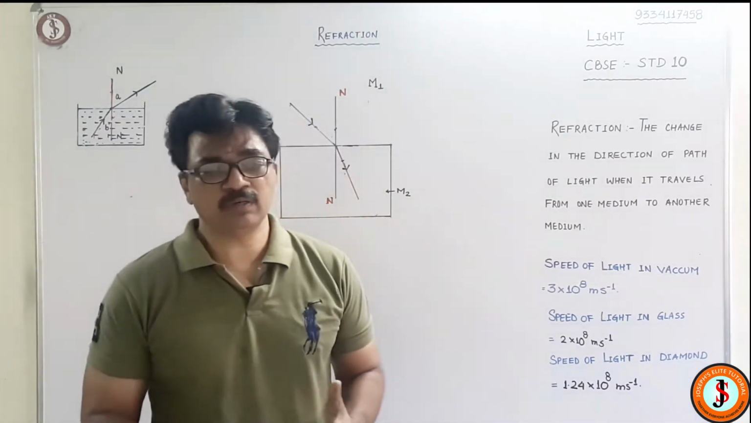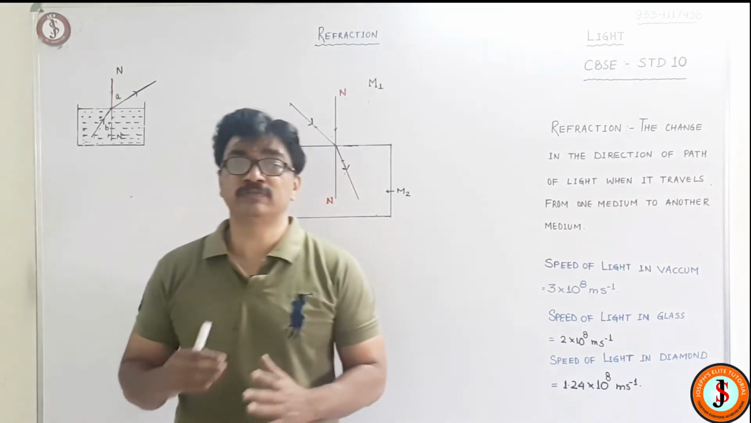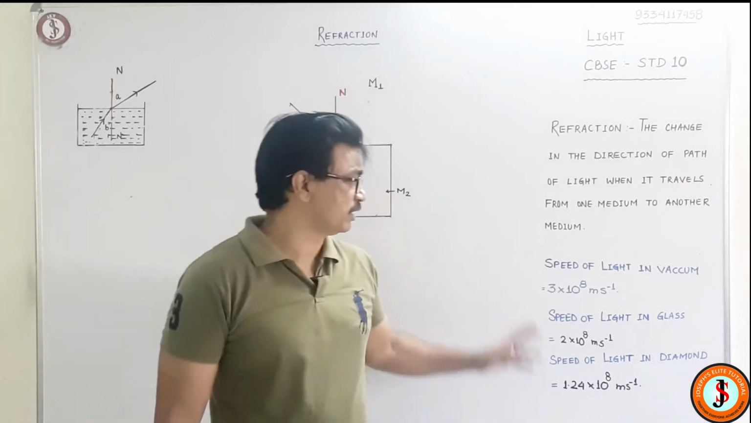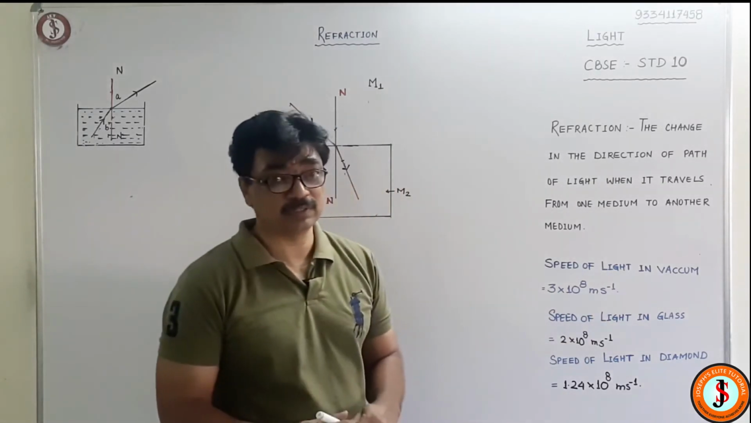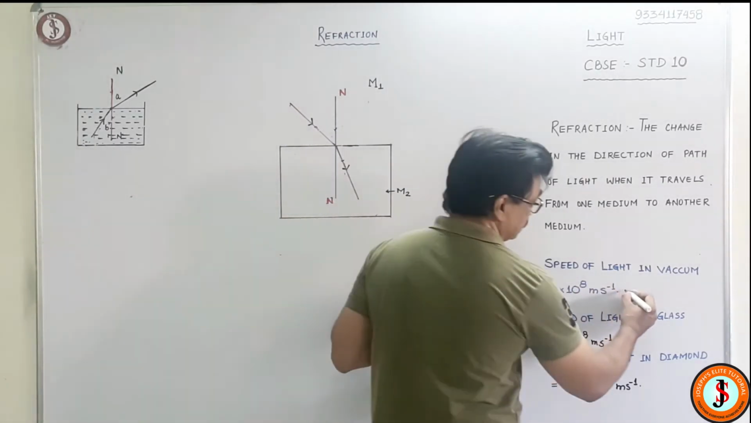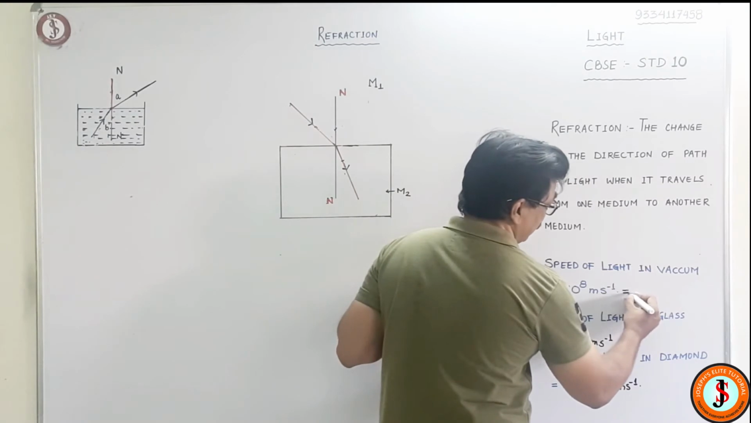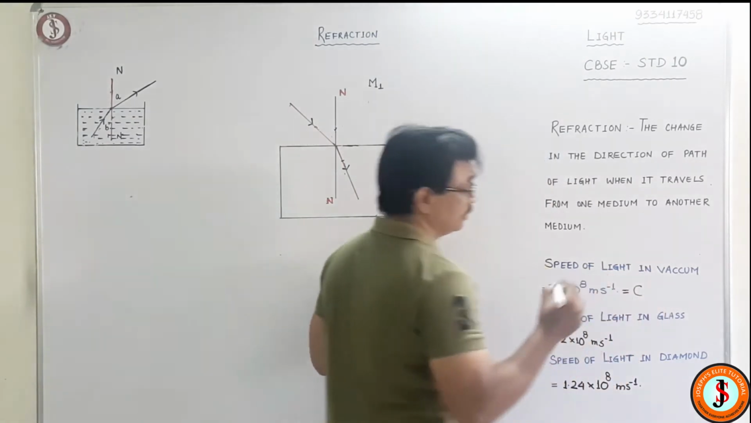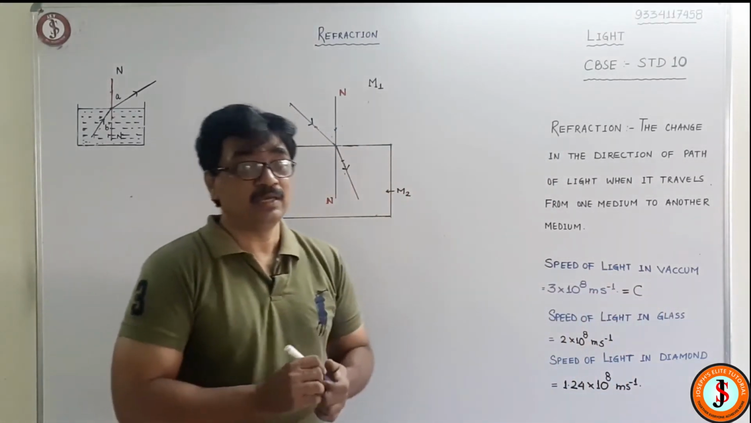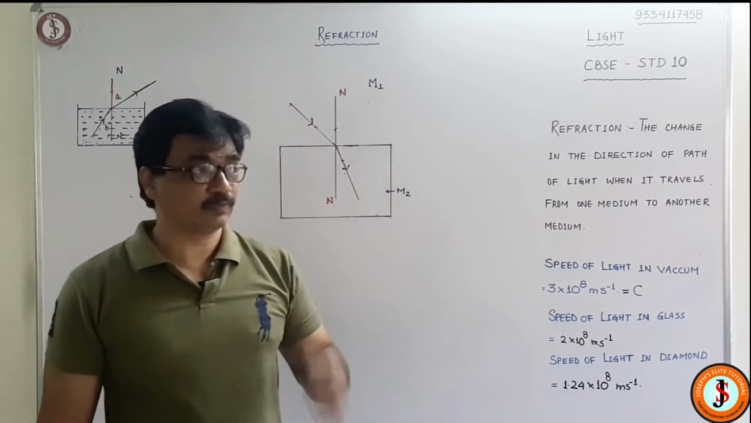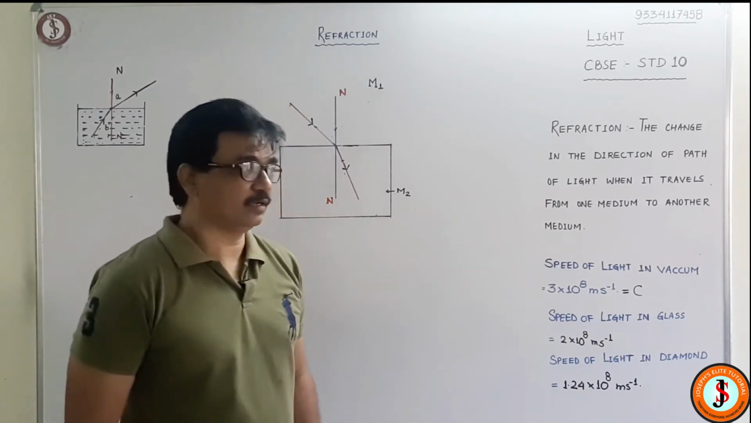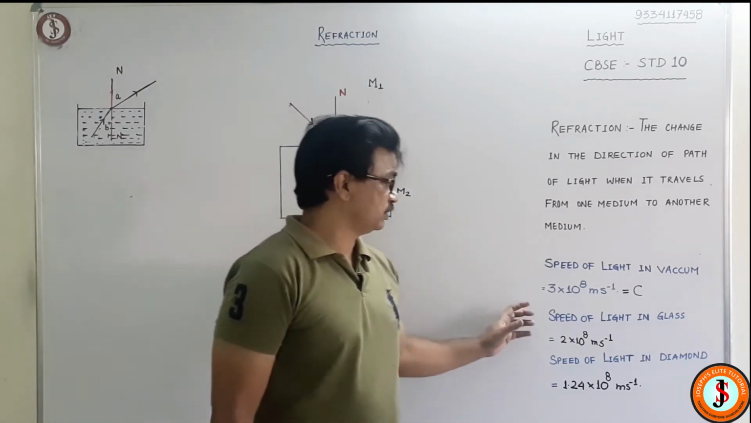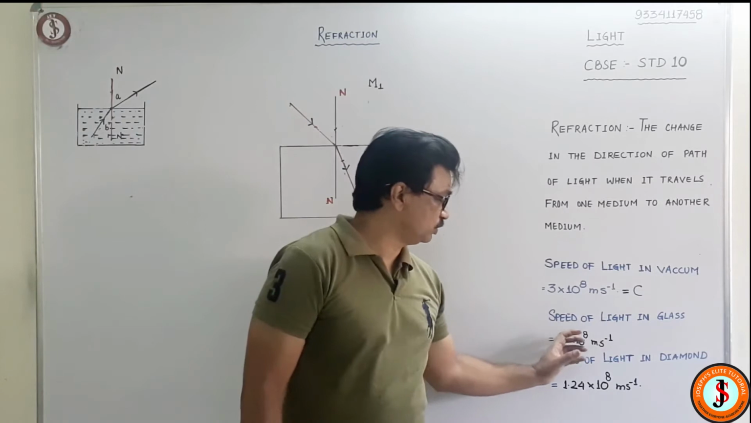Now in optical mediums, light travels with different speeds. It travels the fastest in vacuum, that is 3 into 10 to the power 8 meters per second, and it is denoted as C. Speed of light in vacuum is denoted as C. You remember that famous Einstein equation, E is equal to mc squared; that C is the velocity of light in air or vacuum.